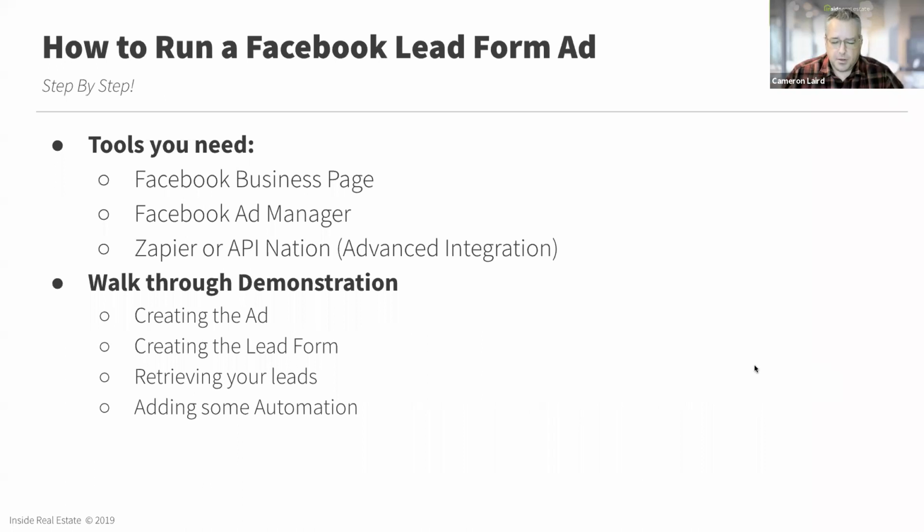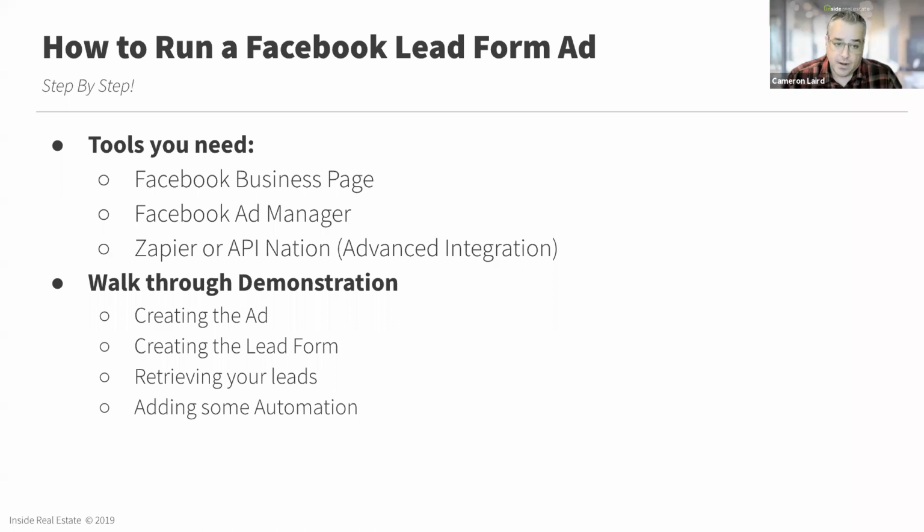So to run a Facebook lead form ad, you need a couple of different things, starting with a Facebook business page. If you don't have one, it's very, very easy to get one just by going to facebook.com/ads. And they have a wizard there to make it really, really easy for you to sign up and get a Facebook business page, a Facebook business account, which is necessary. You can't run ads against your own personal account. And then you need a page to go against that. So that's where that comes into play.